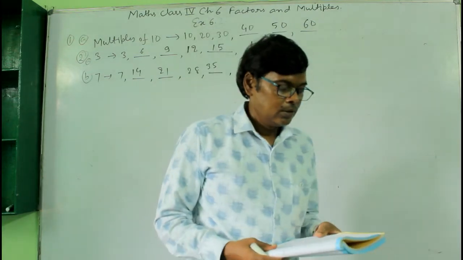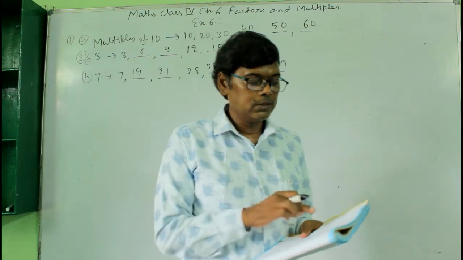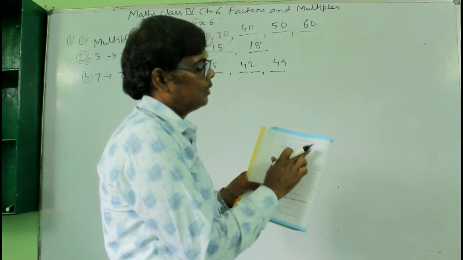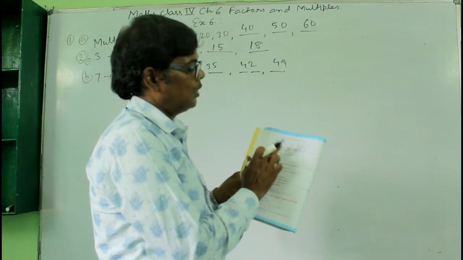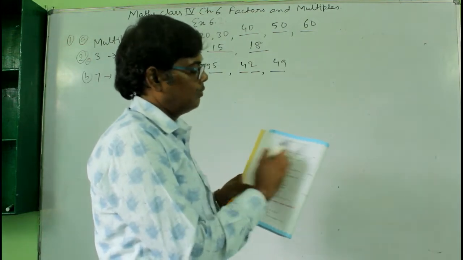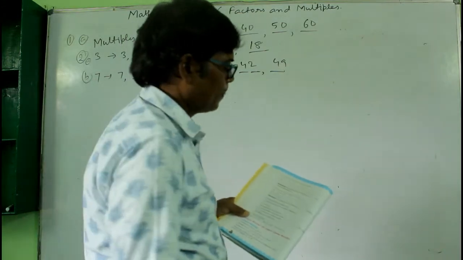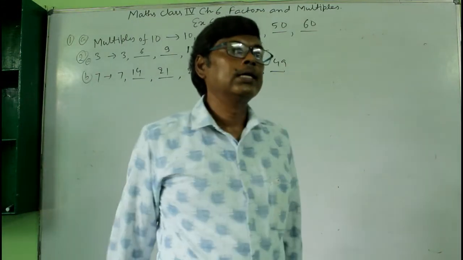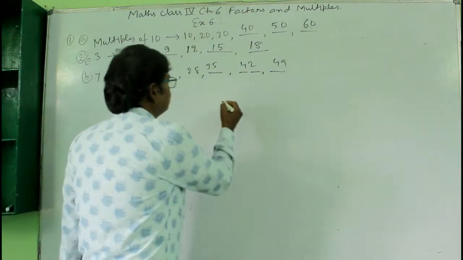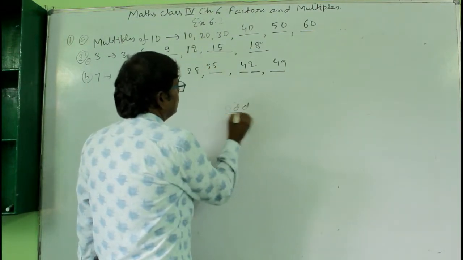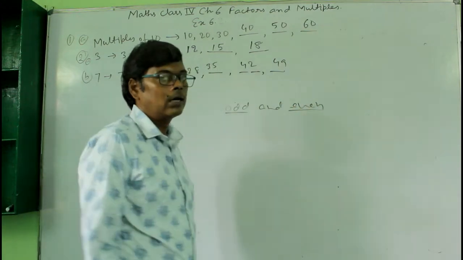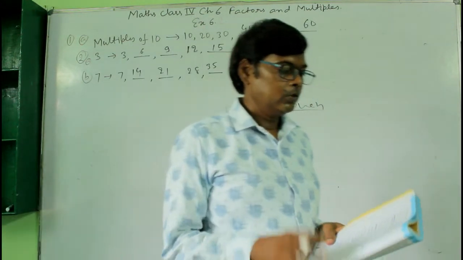So here in the fill in the blanks, in the part of this observation: the multiples of odd numbers are dash and dash numbers alternatively. So you can write odd and even numbers alternatively. That is the answer. You will write odd and even numbers alternatively. So you must observe this.